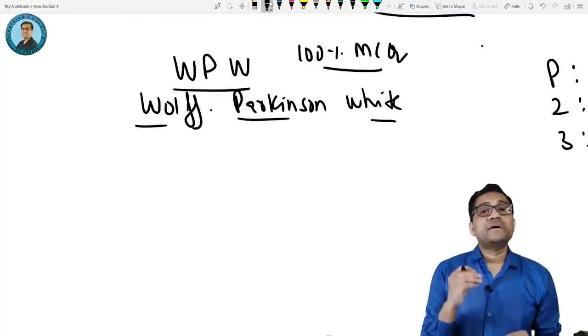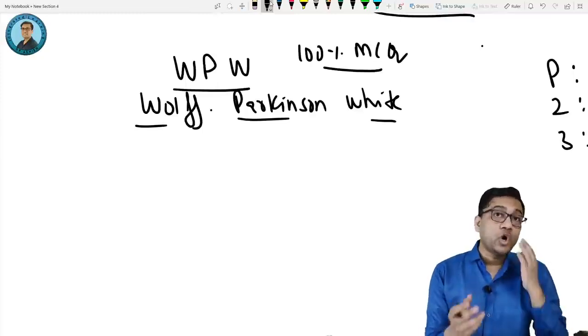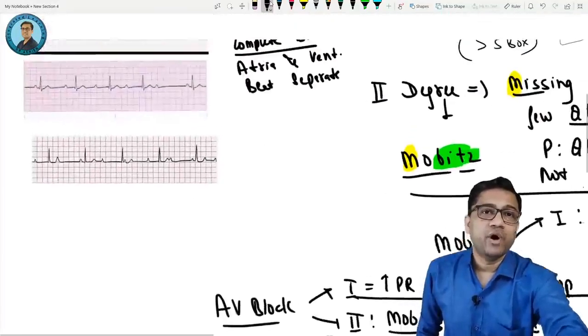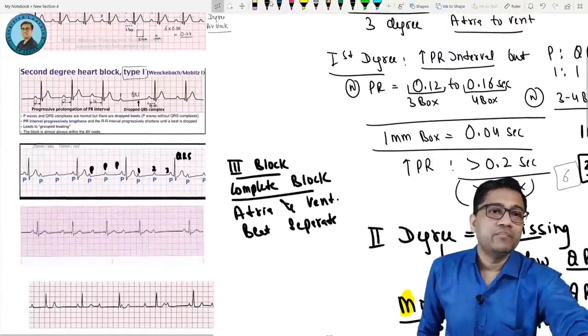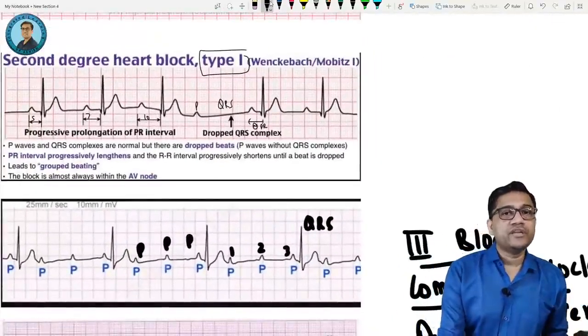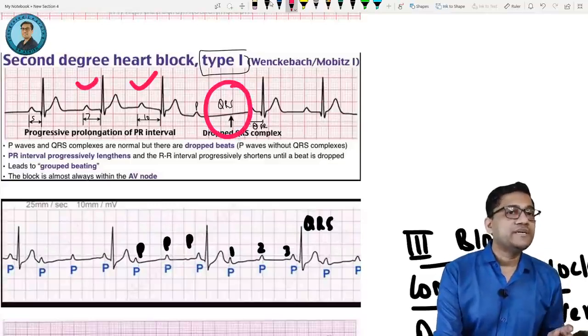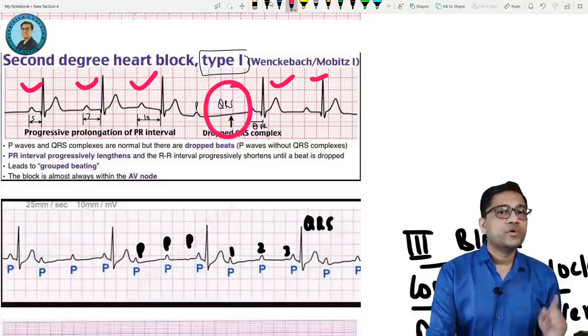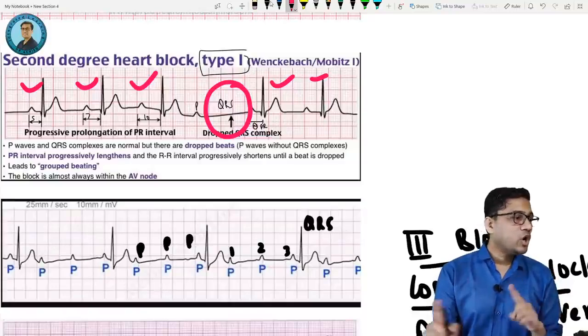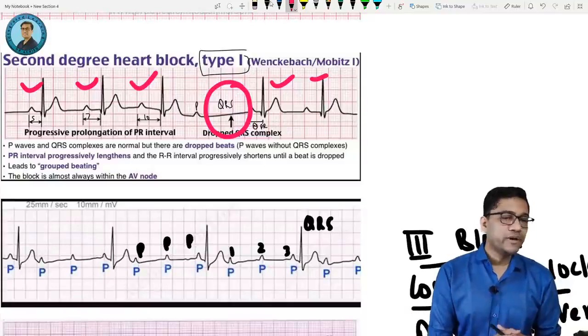In Mobitz 1, some of the QRS are missing, not all, some. See, understand? In Mobitz 1, see this, okay? Some of these QRS are missing. Can you see this? This QRS is missing. Others are present. Can you see them? Okay? So, some are missing, not all.